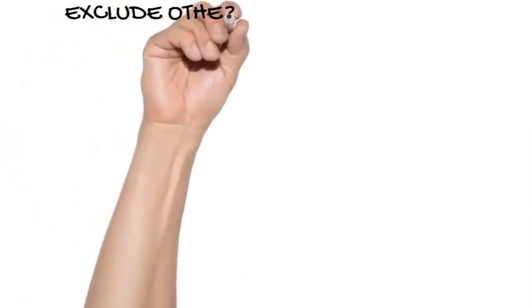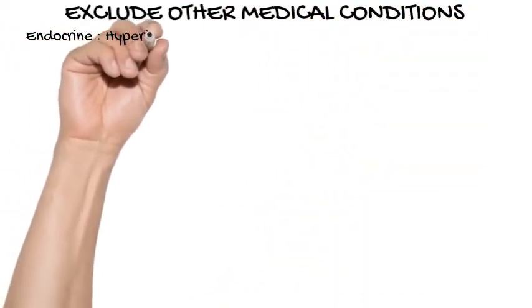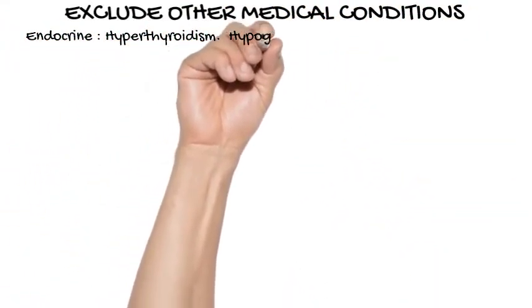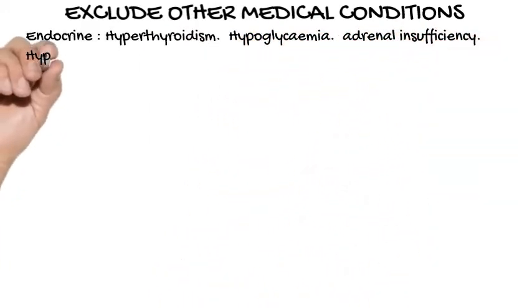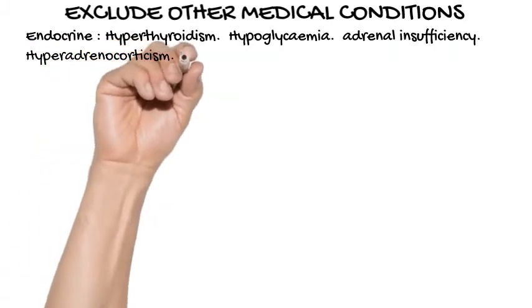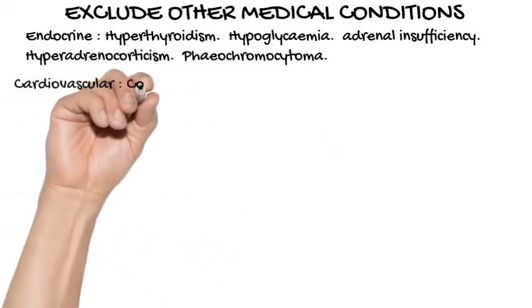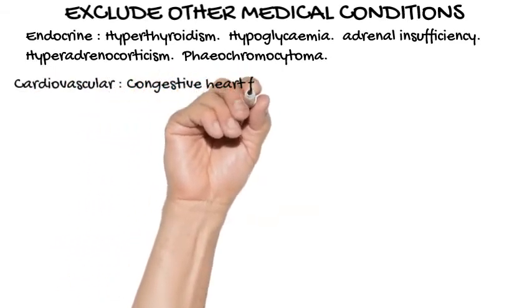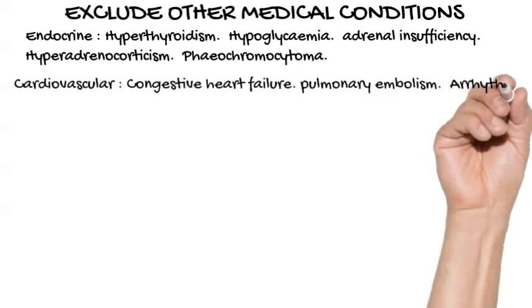It is important to exclude other conditions, both medical and psychiatric, which have associated anxiety symptoms. Medical conditions and medications associated with anxiety. Endocrine: hypothyroidism, hyperglycemia, adrenal insufficiency, hyperadrenocorticism, pheochromocytoma.